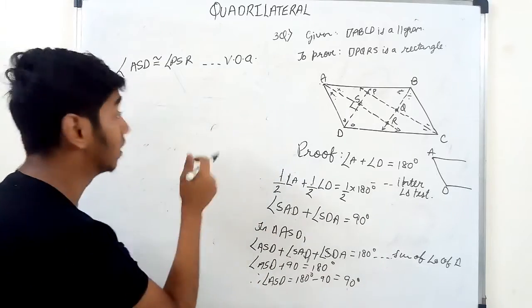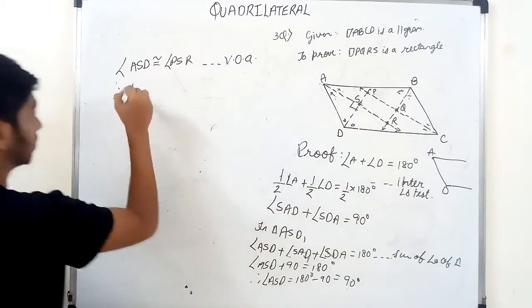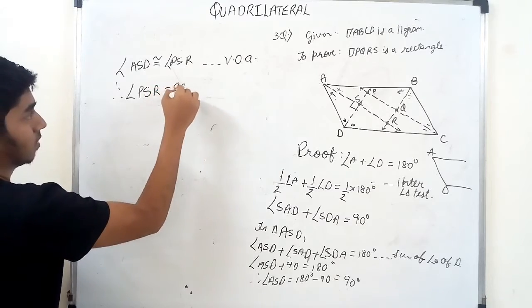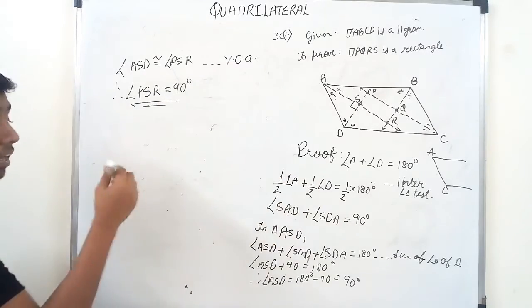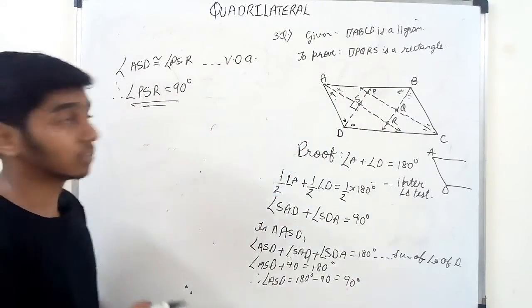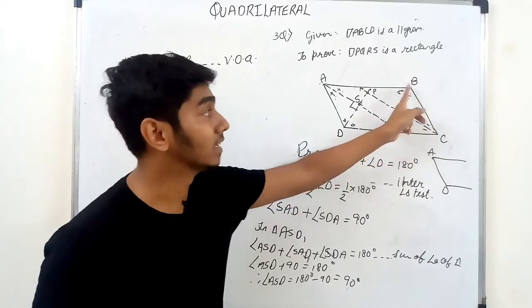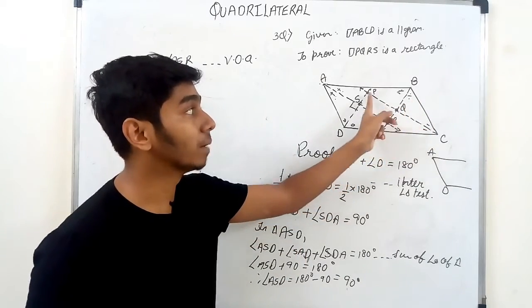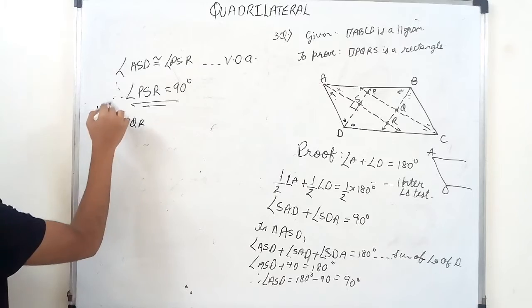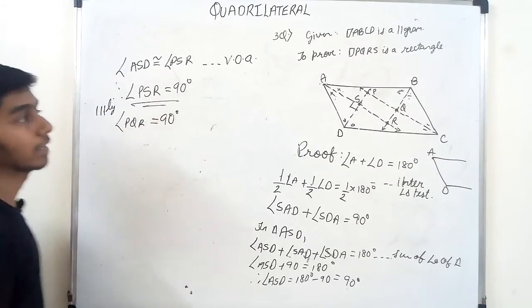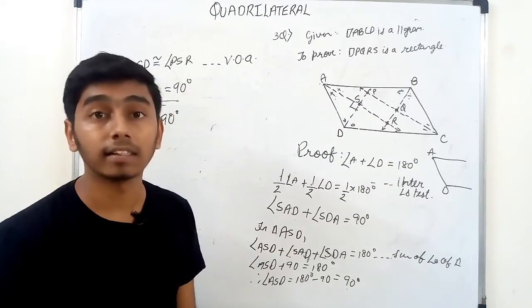I hope you are understanding. Therefore, ASD is 90. Therefore, PSR is equal to 90 degrees. Okay, so this is one thing. We got PSR equal to 90 degrees. So from this triangle we got this as 90 degrees. Now from this triangle we can prove that PQR is also 90 degrees. So we can write here similarly, PQR is also 90 degrees. This can also be proved, and this can also be proved to be 90 degrees.